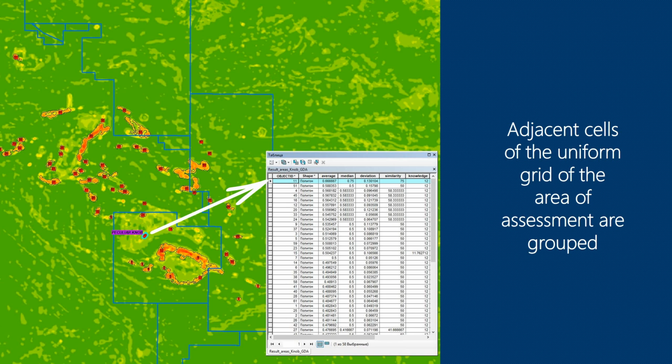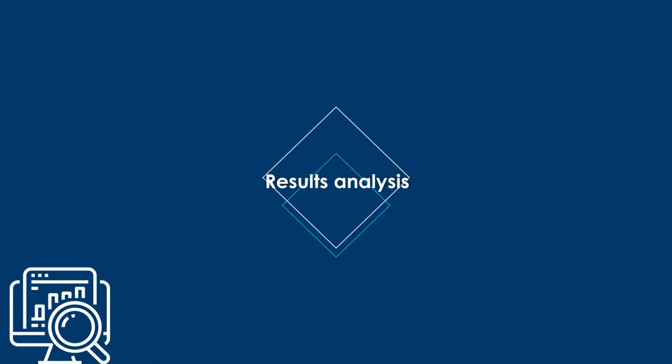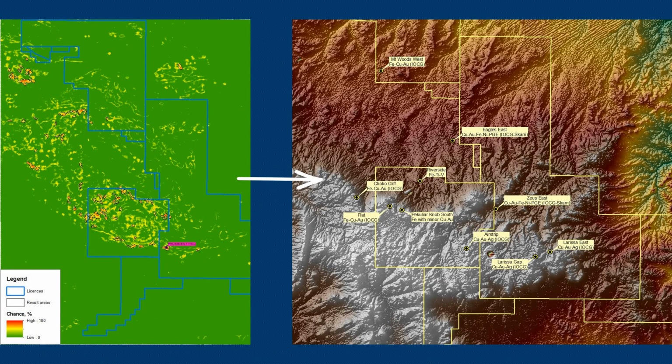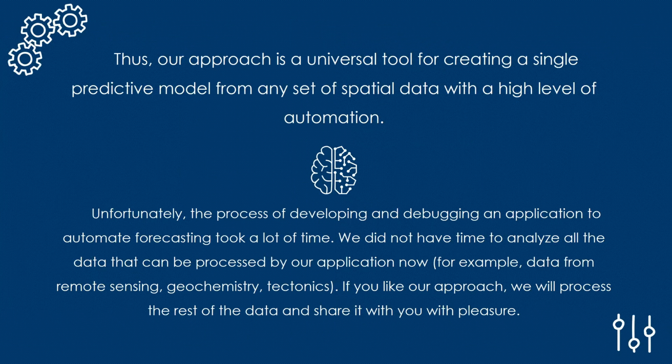All the received final files can be loaded into any spatial data analysis program, for example, ArcMap for detailed expert analysis. In conclusion, we will analyze the results. We received an automatically generated forecast matrix and a set of promising areas for each reference field. Let's sum it up. Thus, our approach is a universal tool for creating a single predictive model from any set of spatial data with a high level of automation.